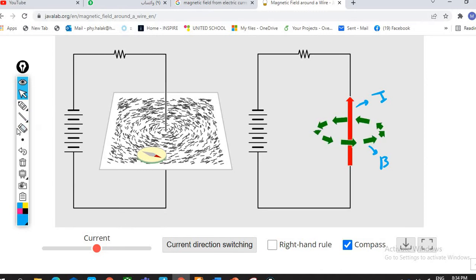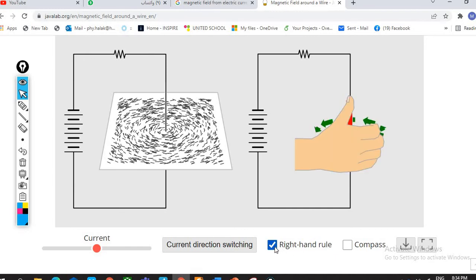Now the question is, how can I define the direction of the magnetic field theoretically, without a compass or iron filings? Let's imagine that we don't have a compass or iron filings. How can I define it? We define it by something called the right hand rule. The most important point about the right hand rule is that it's the right hand. We add the words right hand on purpose, just to remind you always to use your right hand. Never use the left hand. Always and always use the right hand to specify the direction of the magnetic field. How can I apply this right hand rule?